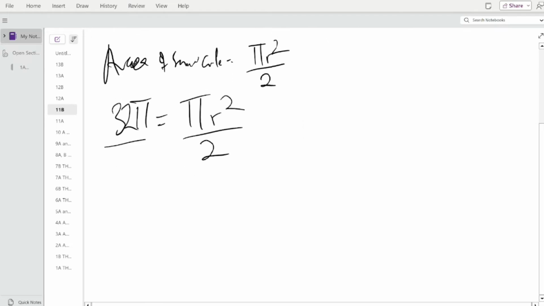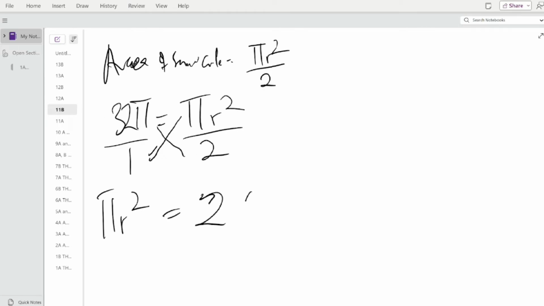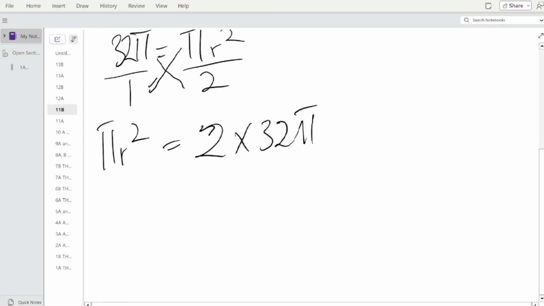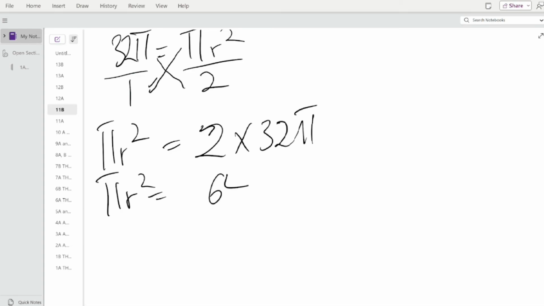We can put this over 1. Since we're solving for r, we're looking for our radius, as said earlier. We'll cross multiply. This is pi r squared times 1, which gives you pi r squared. Then on the other side, we have 2 times 32 pi. Since we want our r alone, let's go to the next line. Pi r squared equals 2 times 32, which gives you 64 pi.